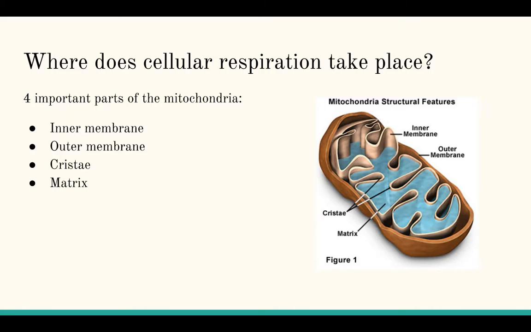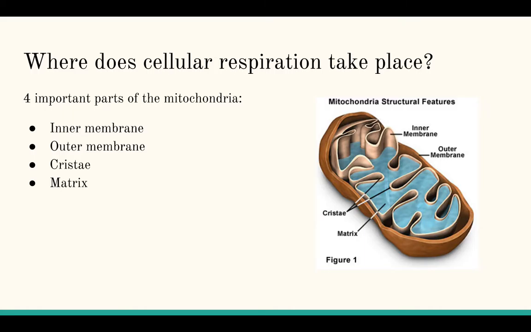So there are four important parts of the mitochondria, very, very similar to the chloroplast. We have an inner membrane, an outer membrane, cristae, and the matrix. Cristae are the little folds in the mitochondria. The outer membrane is obviously the outer shell. The inner membrane is what bends around and forms cristae, and the matrix is what's in the middle.